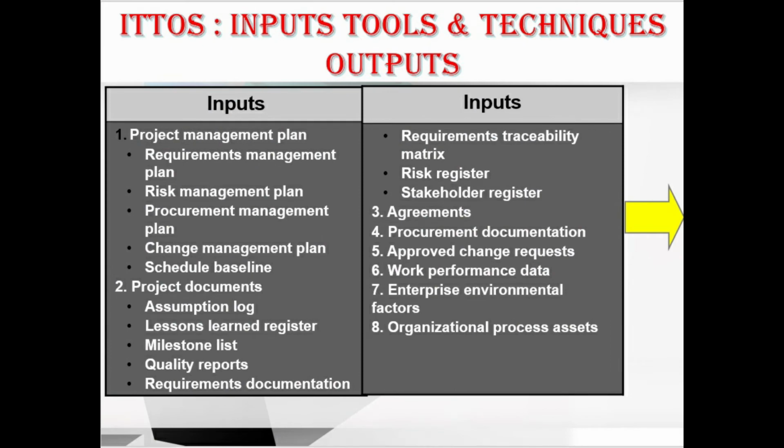In inputs, we have the project management plan, which contains the requirements management plan, risk management plan, procurement management plan, change management plan, and the schedule baseline. We also have the project documents, which contain the assumption log, lessons learned register, milestone list, quality reports, requirements documentation, requirements traceability matrix, risk register, and stakeholder register. And we have the agreements, procurement documentation, approved change requests, work performance data, and the EEFs and OPAs, that is, enterprise environmental factors and organizational process assets.